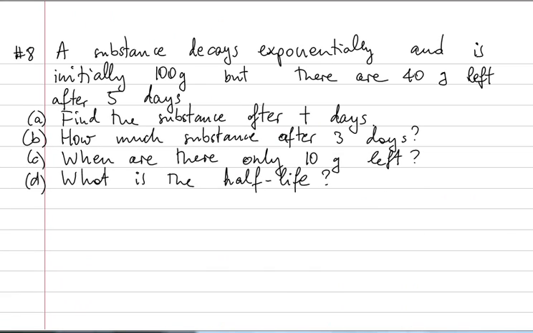Next problem is an exponential problem. So a substance decays exponentially. It's initially 100 grams, but there are 40 grams left after 5 days. So because it's an exponential decrease, you write Q of t equals C e to the a t, and you want to find C and a.